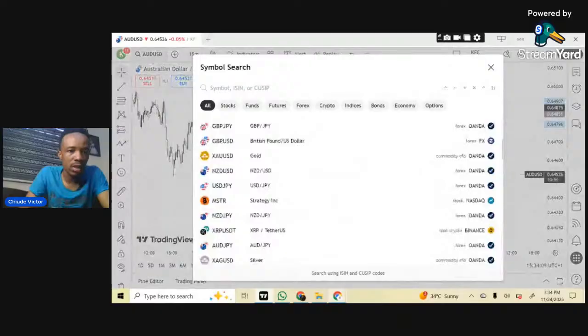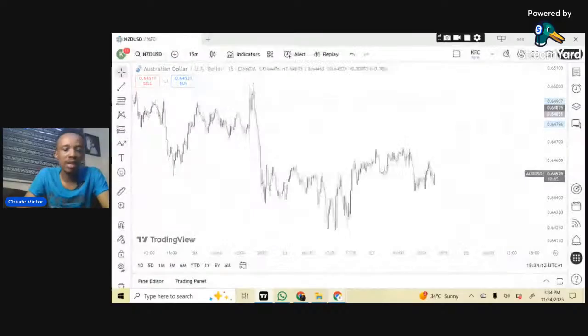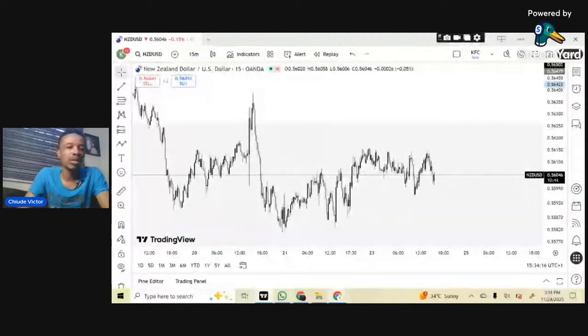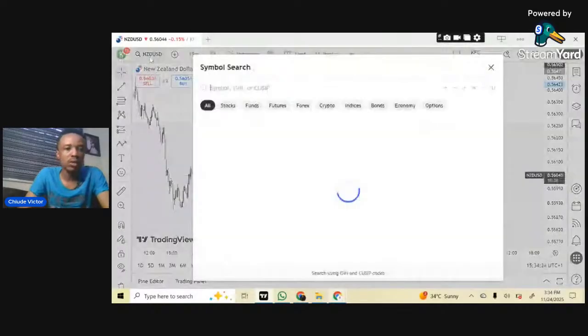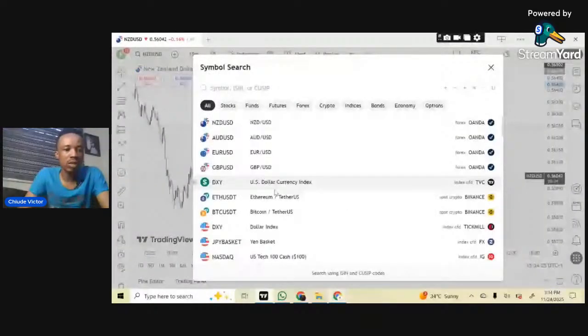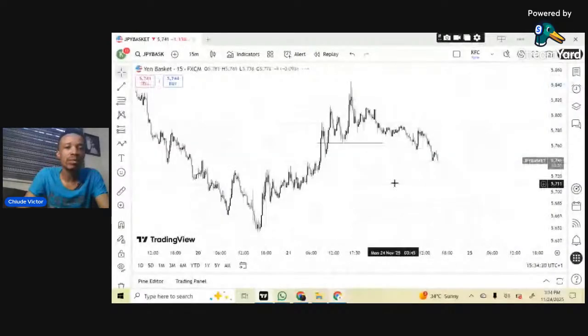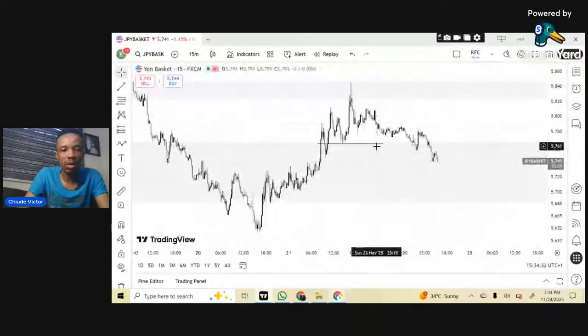Then NZD sometimes can be very sharp. So you can see that NZD is not lagging. It might give us a good buy. So that's what I do with the dollar index. And then for the Japanese yen basket, it's giving me what I wanted already.